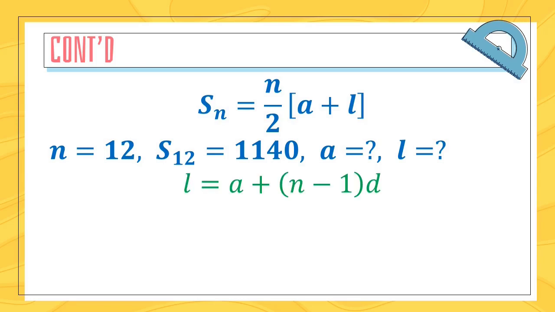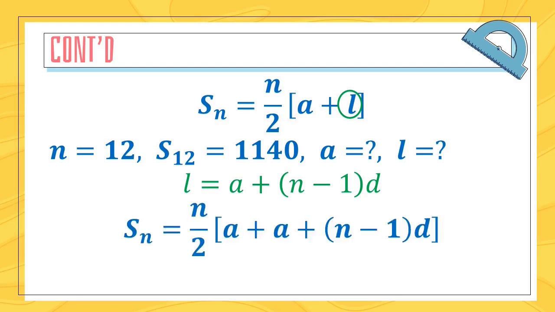But remember that to find the last term of any arithmetic sequence, it is given by A plus n minus 1 all multiplied by D. So wherever we see L in the formula for finding the sum of any arithmetic sequence, we are going to replace it with the formula for finding the last term, which is A plus n minus 1 all multiplied by D. And that becomes S subscript n equals n over 2 all multiplied by A plus, then we replace the last term by its formula, and that is A plus n minus 1 all multiplied by D.